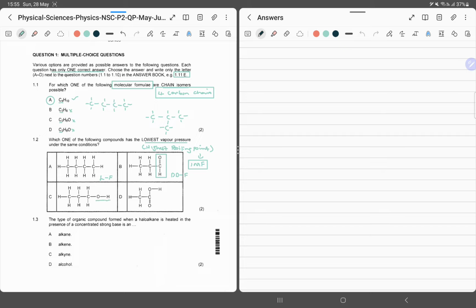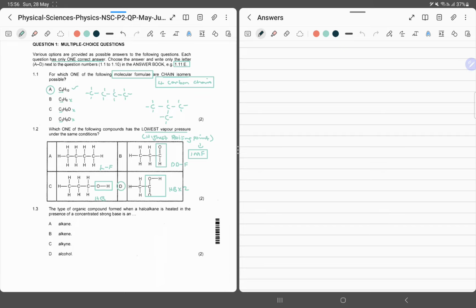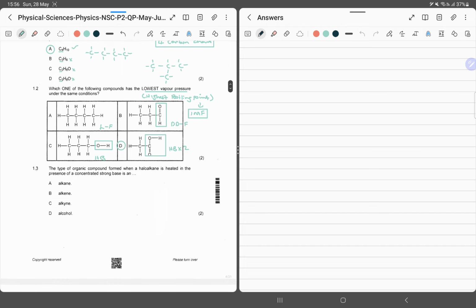And then here we can see it's an alcohol, so it has hydrogen bonding in addition to London forces. Then here we've got a carboxylic acid with the COOH, and then of course we've got hydrogen bonding at 2 sites. So obviously the one with the highest boiling point is the one that will have 2 sites for hydrogen bonding. So essentially it will have the lowest vapor pressure for the same conditions. That's how you answer that question, nice and easy.